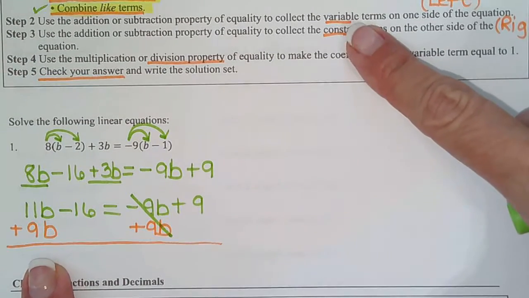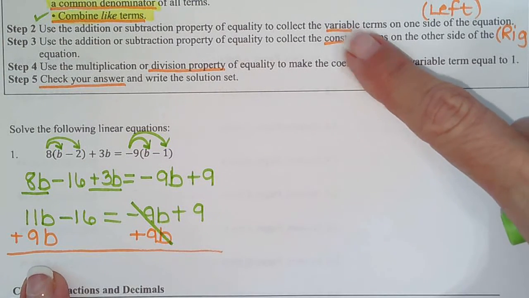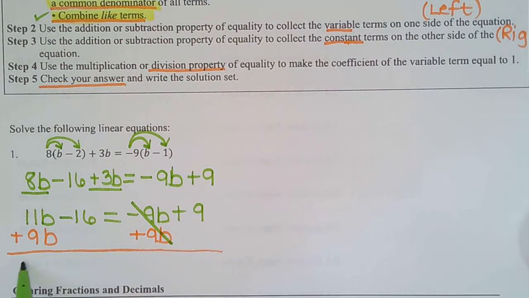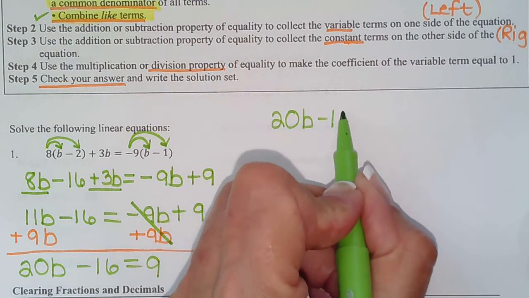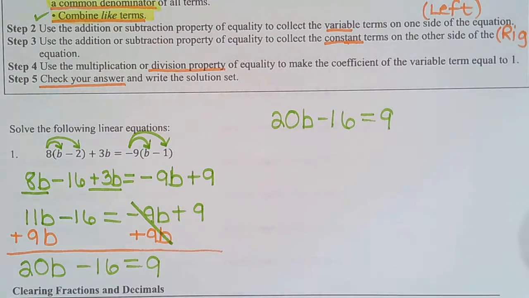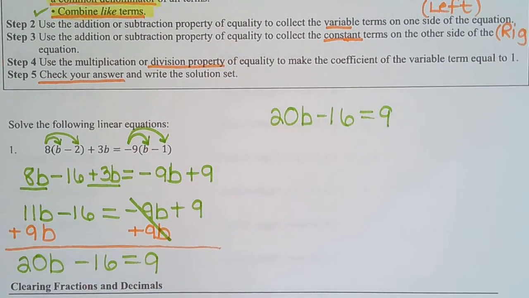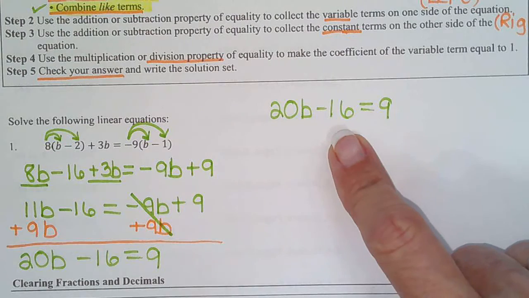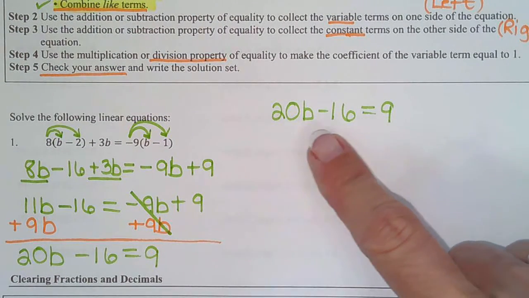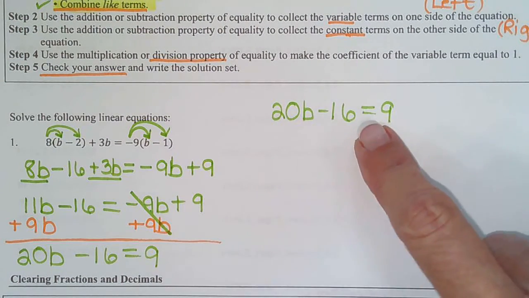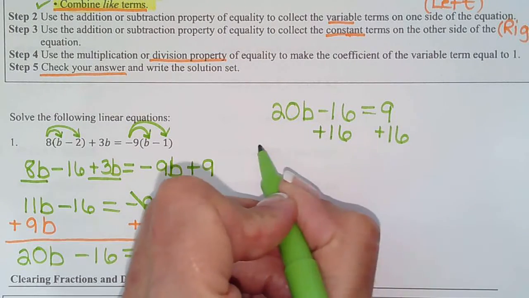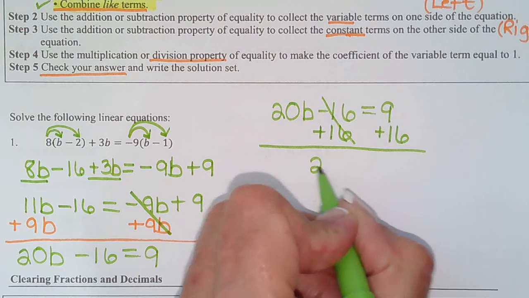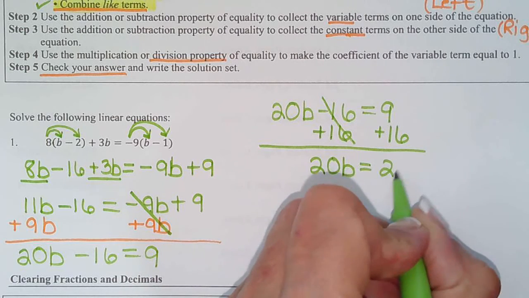So now you've satisfied step 2. All your variables are on the left. So this is 20b minus 16 equals 9. So let's move it up here. Okay, step 3 says now take all your constants, and like I said, constants are things that don't have a variable. That means they don't have a letter. So to move it right, I have to do the opposite since I'm crossing the equal sign. So I add 16, and I get 20b equals 25.